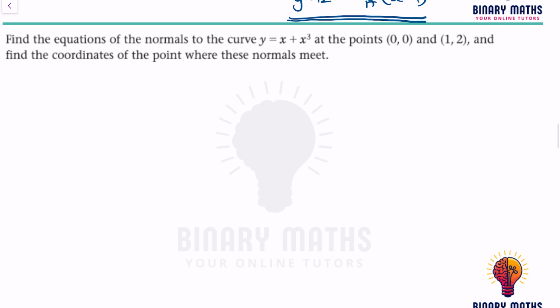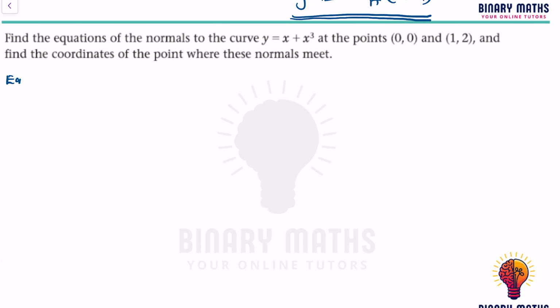Find the equation of the normals to the curve y equals x plus x cubed at the point 0, 0 and 1, 2, and find the coordinates of the point where these normals meet. Okay, so the first thing I need to do is find the equation of the normal at the point 0, 0. So equation of normal at point 0, 0.